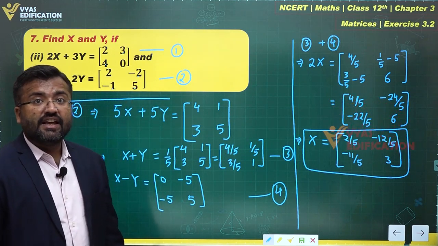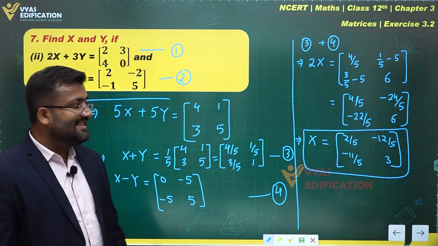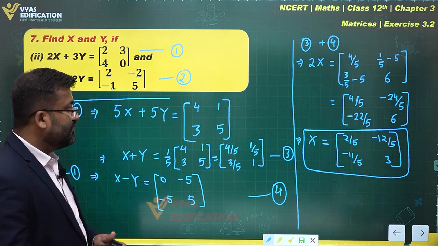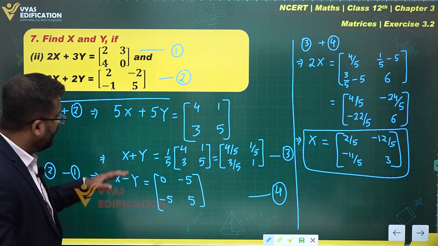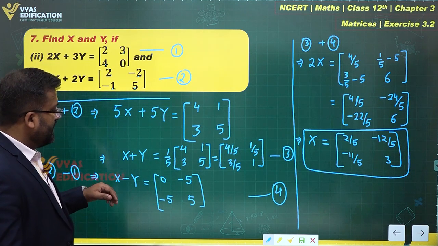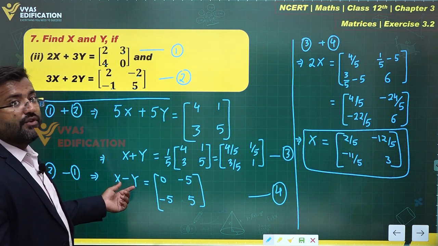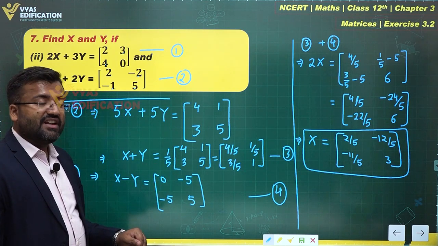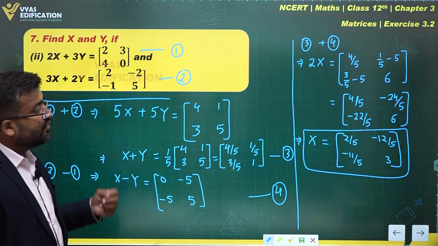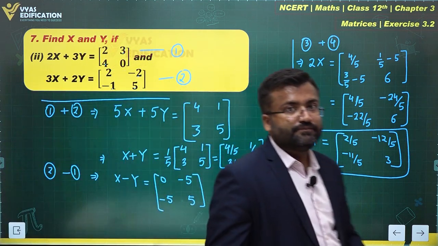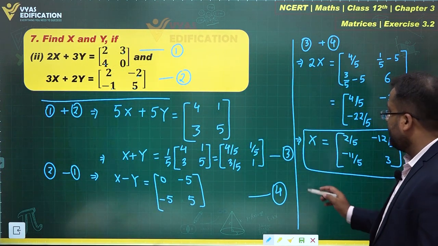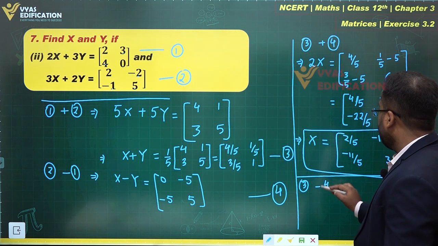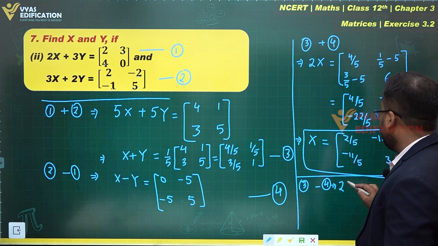Okay. What next? Can we also find matrix y easily? Yes. We can find matrix y easily using one of the approaches. What are the different approaches that we can follow? We can subtract these two and get the value of 2y. Equation 3 minus equation 4 would actually give us 2y. Let's do the calculation over here. Equation 3 minus equation 4, that will give me 2y on the LHS.